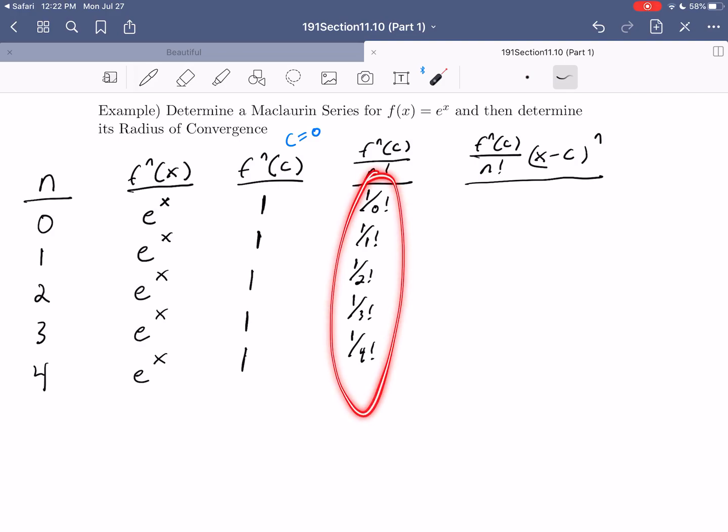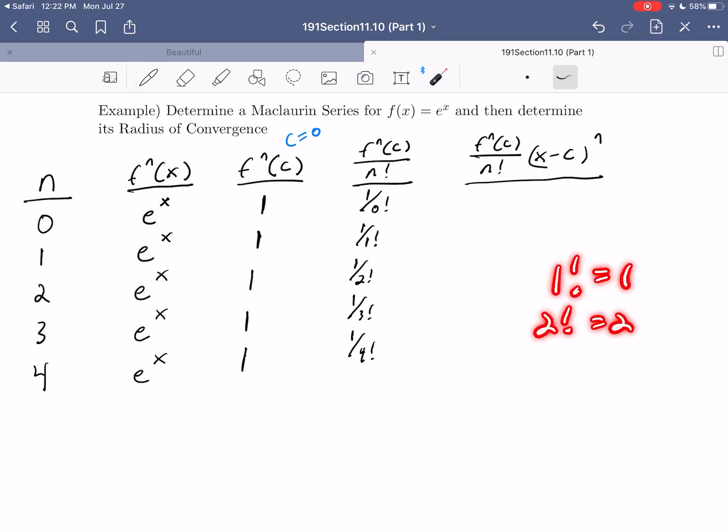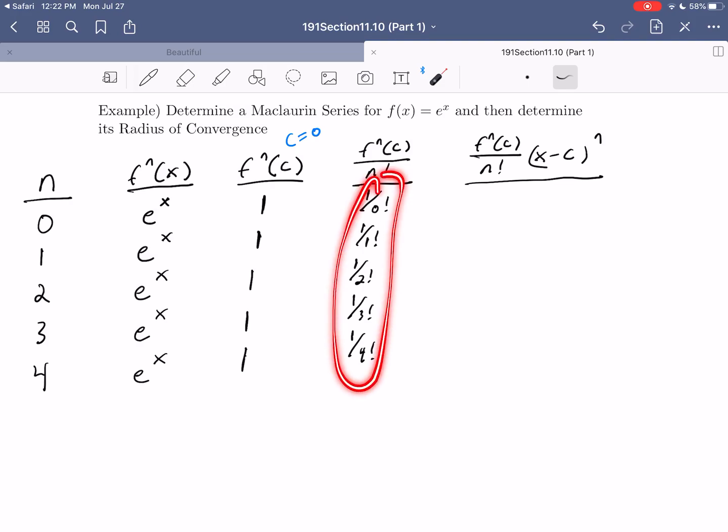Now, of course, could I write out what those are? Sure, you can remember that 0 factorial is defined to be 1, 1 factorial is 1, 2 factorial is 2, 3 factorial is 6, 4 factorial is 24, etc. But we don't really want to do that because remember, our goal is not to figure out these individual terms. We want to find a general pattern. So it's easier to write that general pattern with those n factorials there. So we might as well just leave them as the factorial.